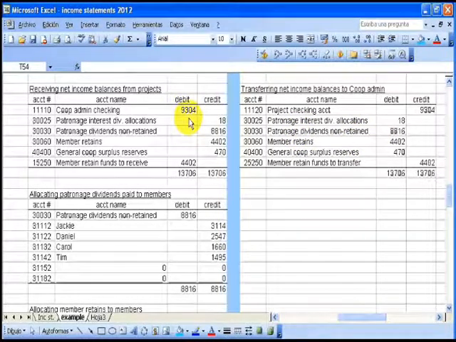You see the debit to the co-op administration checking. Boom, boom, boom, boom, boom. Now you start allocating it out. So these patronage dividends are allocated out. So much to Jackie, so much to Daniel, so much to Carol, so much to Tim. This is the non-retained portion. This is what they're going to actually be paid.